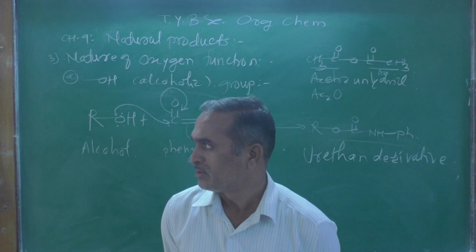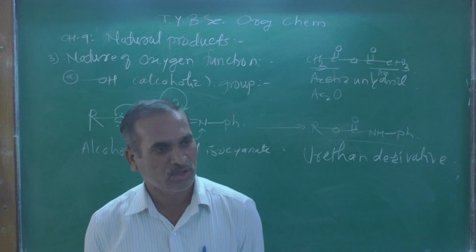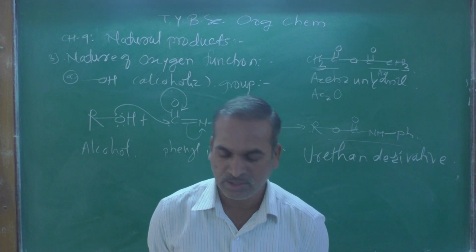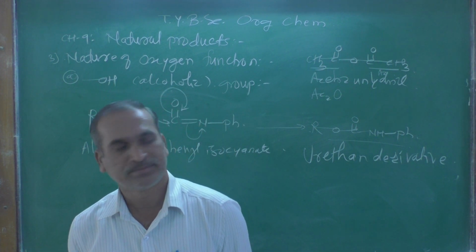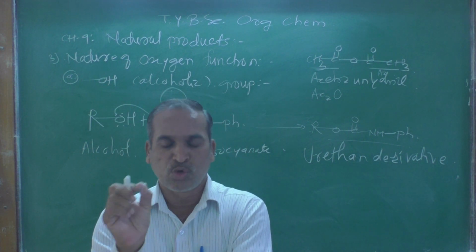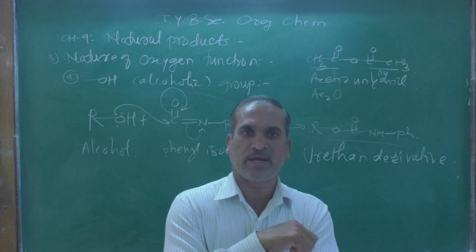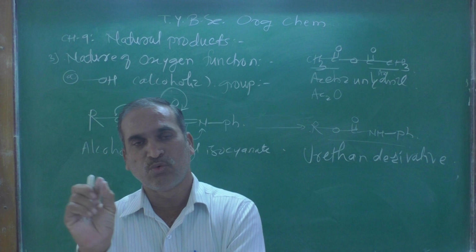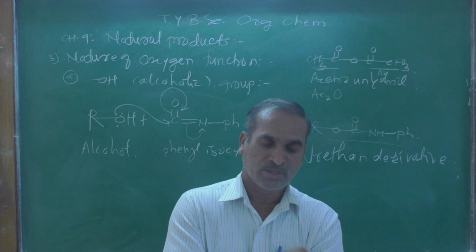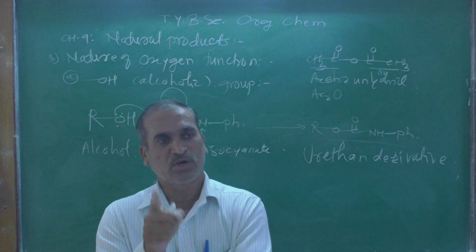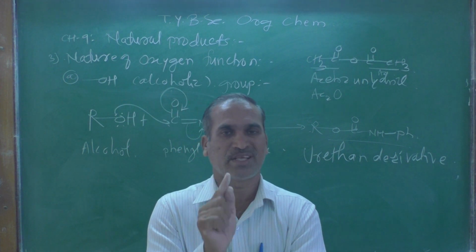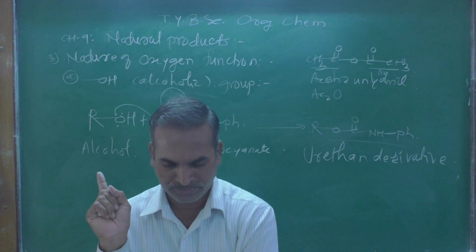Our final aim or objective is to obtain the structure of the unknown terpenoid. The formation of monoacetyl derivative indicates the presence of one OH group. Remember, in a previous example we have seen this. So the formation of monoacetyl derivative suggests the presence of one OH group.